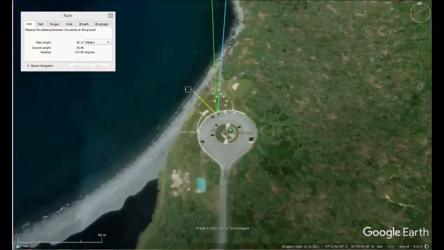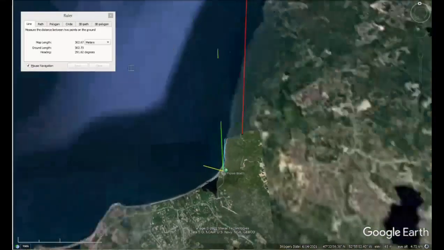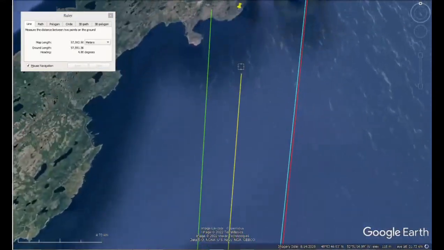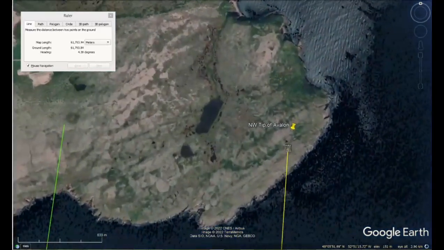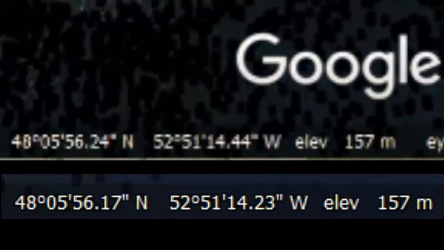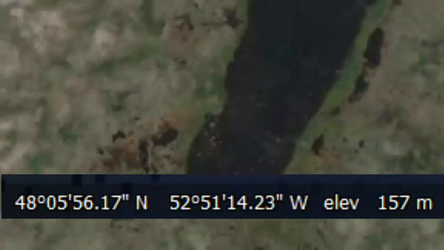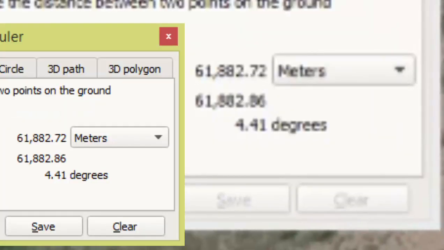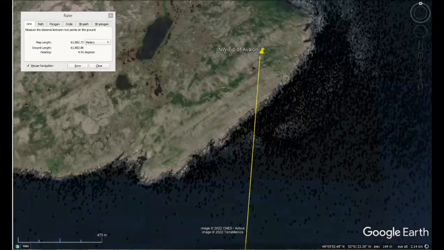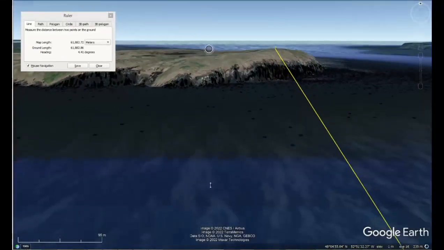I'm getting the distance to the target and the target elevation. The elevation is 157 meters, and the distance to it is 61.882 kilometers. And then here I'm showing that we did pick the highest point, give or take a meter.